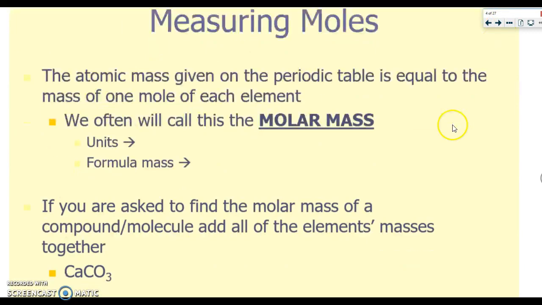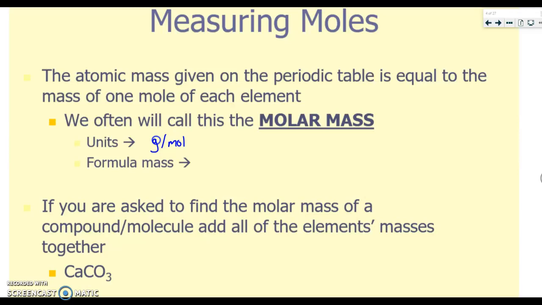Measuring moles. The atomic mass that is given on the periodic table is equal to the mass of 1 mole of every element. So calcium has a mass of 40.08, according to the periodic table. Something like iron has a mass close to 56. When we want to combine them and actually find the mass of a compound or a molecule, we instead refer to this as molar mass. The units for molar mass are grams per mole, and we'll be using this a lot throughout the semester.